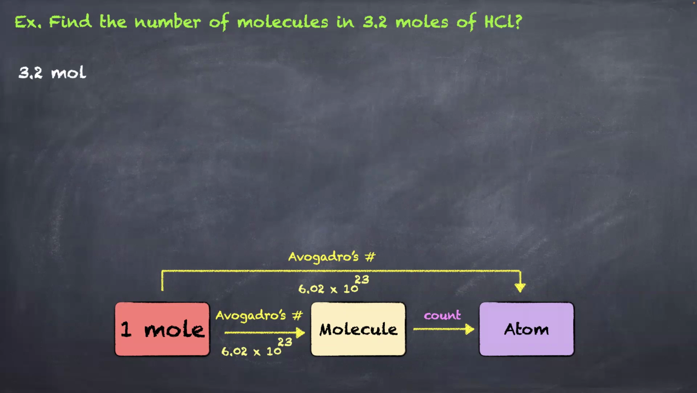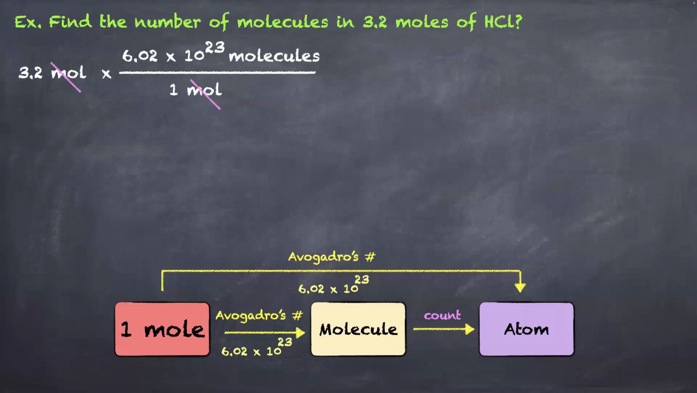We start from 3.2 moles of HCl. The next step is to cancel the moles and convert to molecules. So moles has to go at the bottom, and molecules has to go at the top. We always know that every 1 mole has 6.02 times 10 to the 23 particles, which in this case are molecules. This way, moles cancel with moles, and we get our answer in molecules. So this is how we find the number of molecules of HCl.